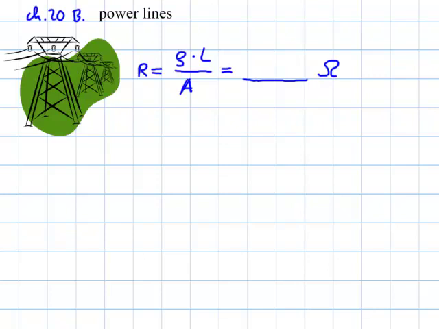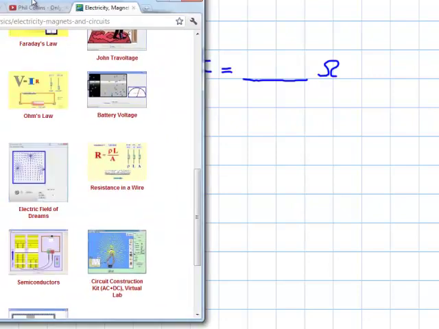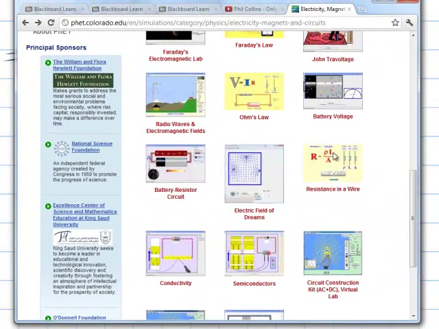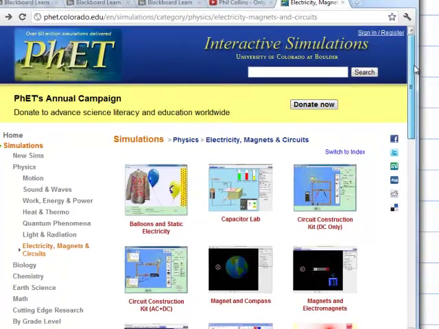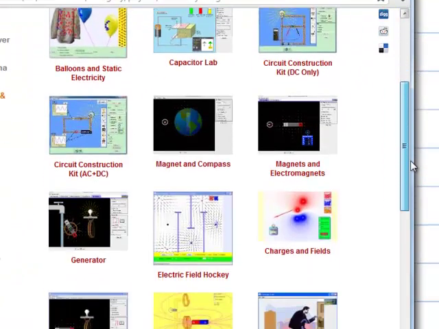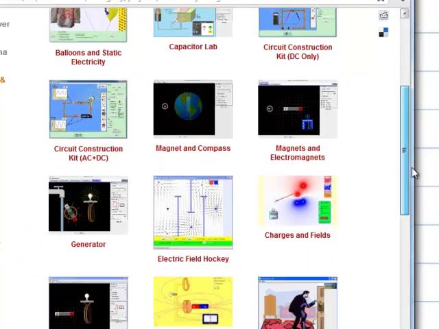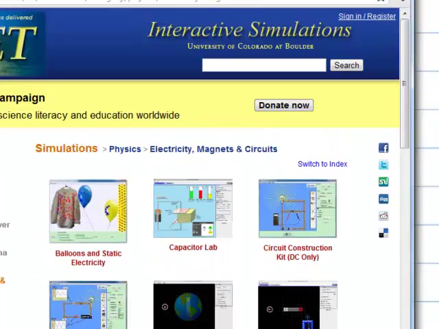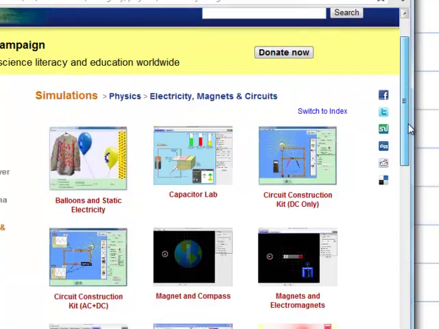I want to show that PhET actually has an applet that this problem can be done with. So here it is. Physics Educational Technology from Colorado. It's easy to Google. Here I already went into physics, electricity, magnets, and circuits.